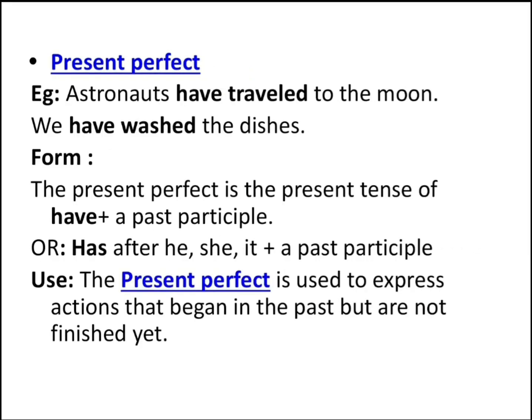Let's talk also about present perfect. For example, astronauts have traveled to the moon. The verb here is written in bold. Another example, we have washed the dishes. Have washed is the verb. The form of the present perfect: the present perfect is the present tense of have plus a past participle of the main verb, or has after he, she, it, plus a past participle of the main verb. The use of the present perfect: it is used to express actions that began in the past but are not finished yet.